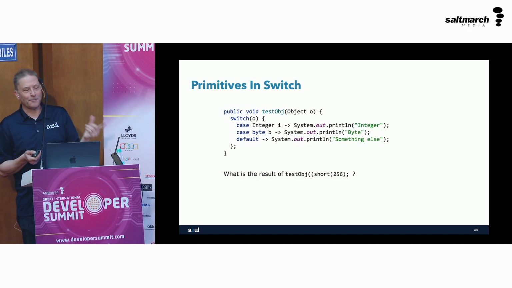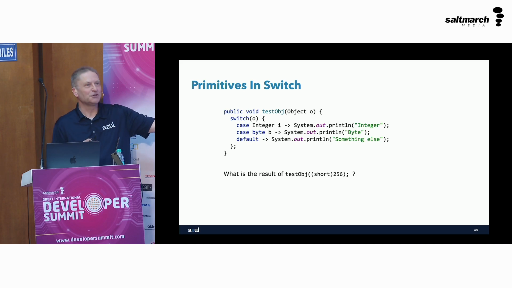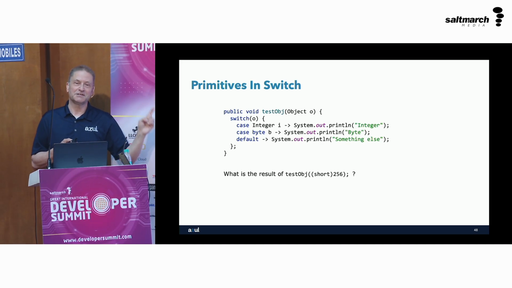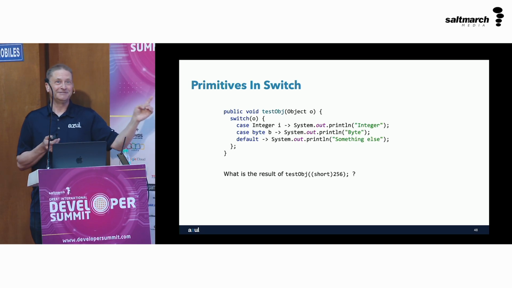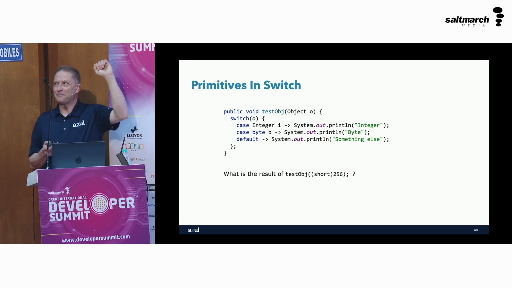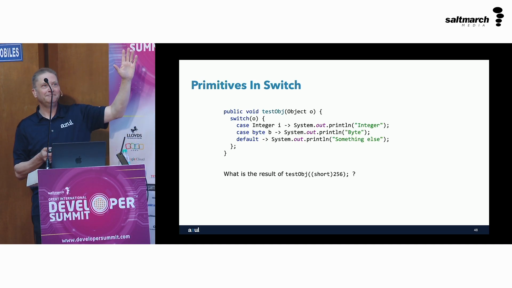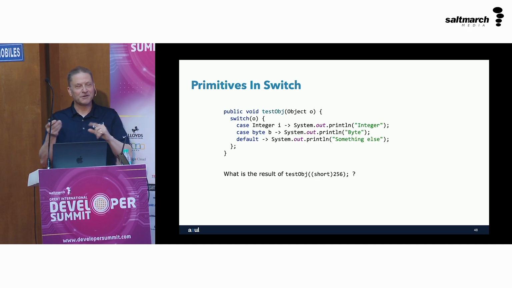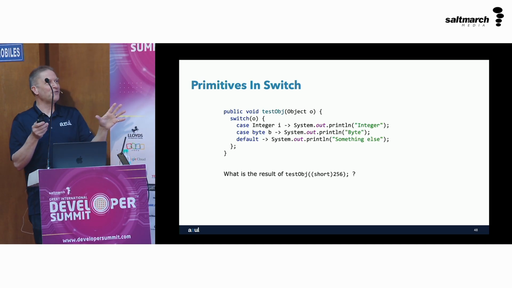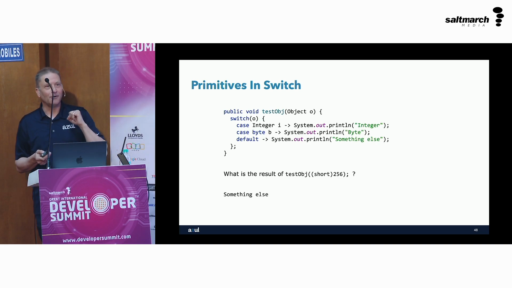Right, okay, so what about if we do this? So we call test, and we explicitly cast the value 256 as a short. Right, so we're going to have a show of hands here. Who thinks integer? This side is definitely going for integer. Who thinks byte? Oh, okay, a few people. Who thinks something else? Okay, and there's a few people who didn't vote. Right, so the answer is something else.